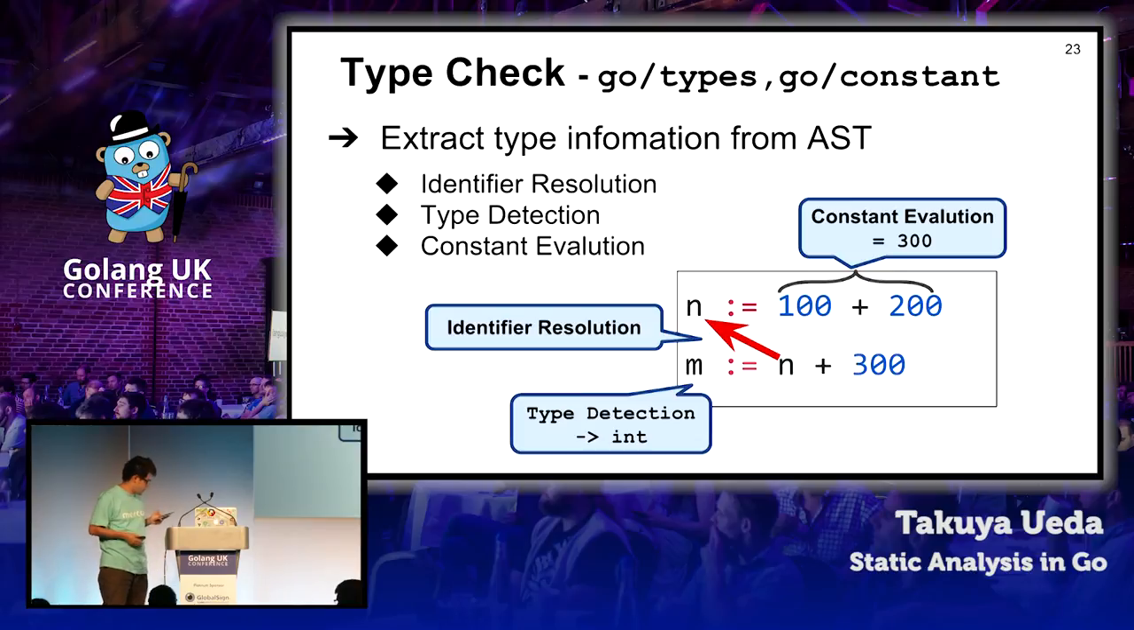Okay, I explained a summary of static analysis in Go. The following slides show more details of static analysis with sample code, for example, how to get and traverse an AST and how to do type checking from the AST.